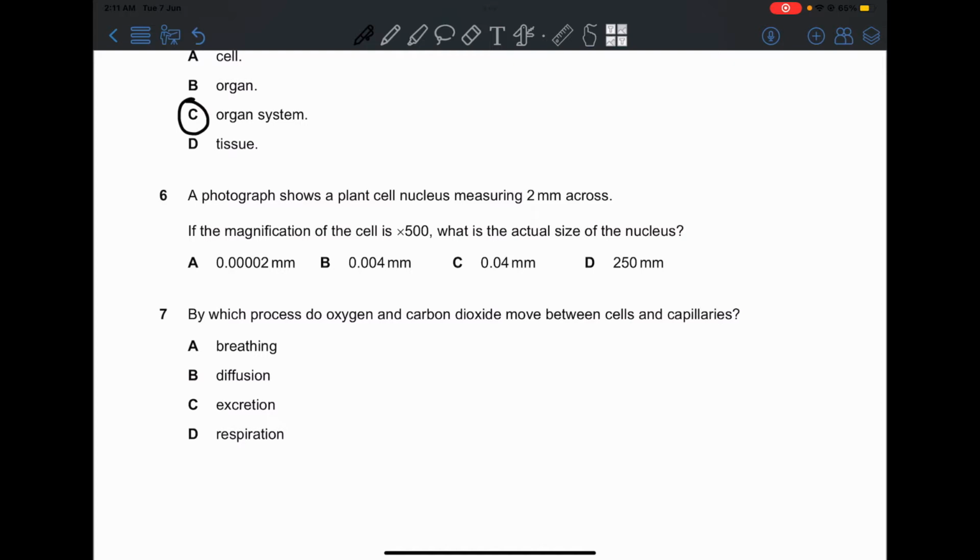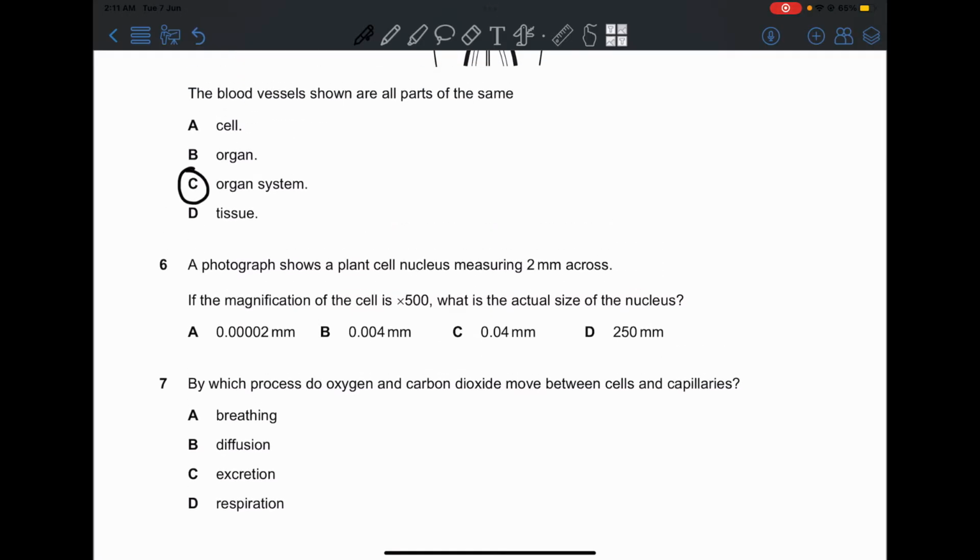Now number 6, a photograph shows a plant cell nucleus measuring 2 millimeters across. If the magnification of the cell is 500, what is the actual size of the nucleus? Now for this question, I've always said in my videos that you should do the I am triangle, which can help you identify the type of calculations you should be making in order to get the actual size, the magnification, or whatever they're asking. Now over here, we're not going to be using the M as I usually do. We're going to be using the A this time around. So we're going to be measuring the actual size.